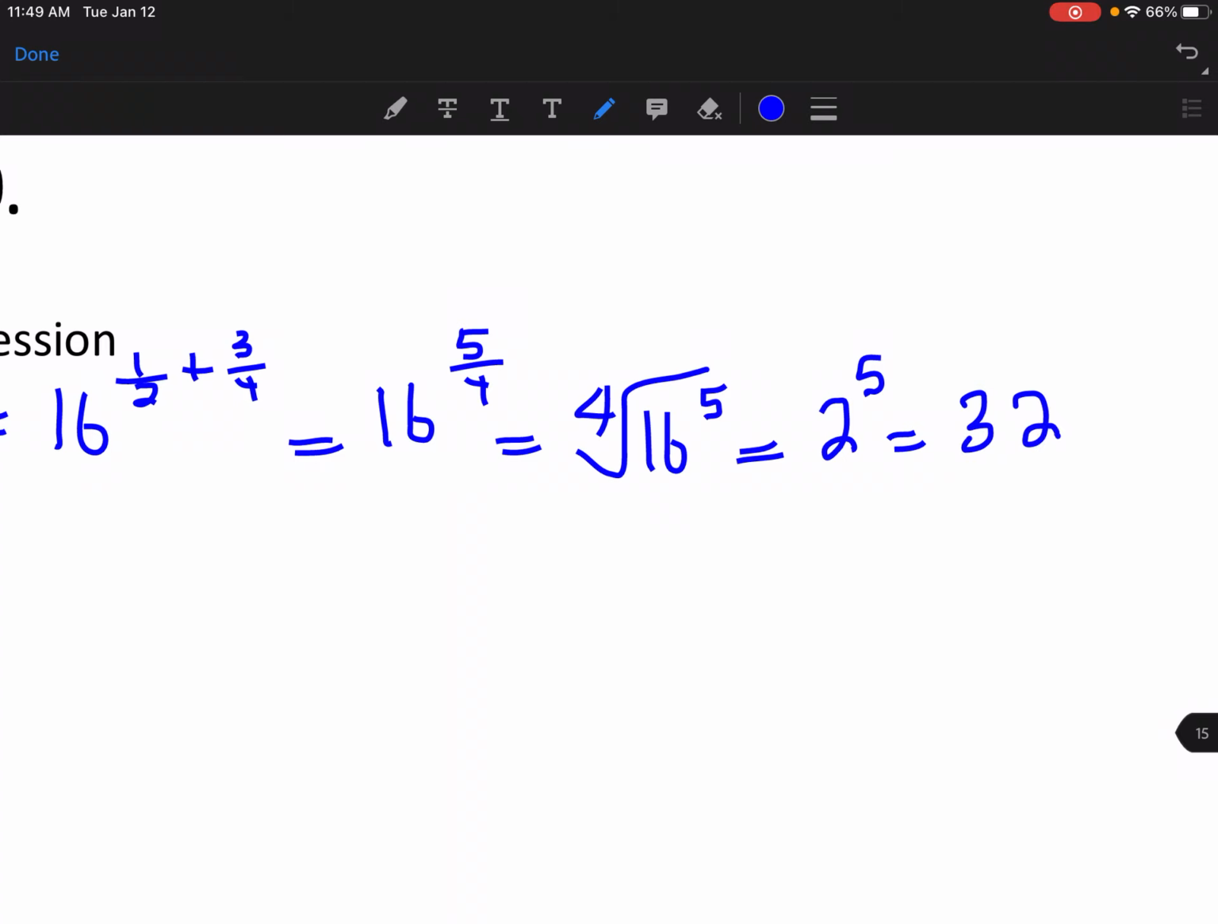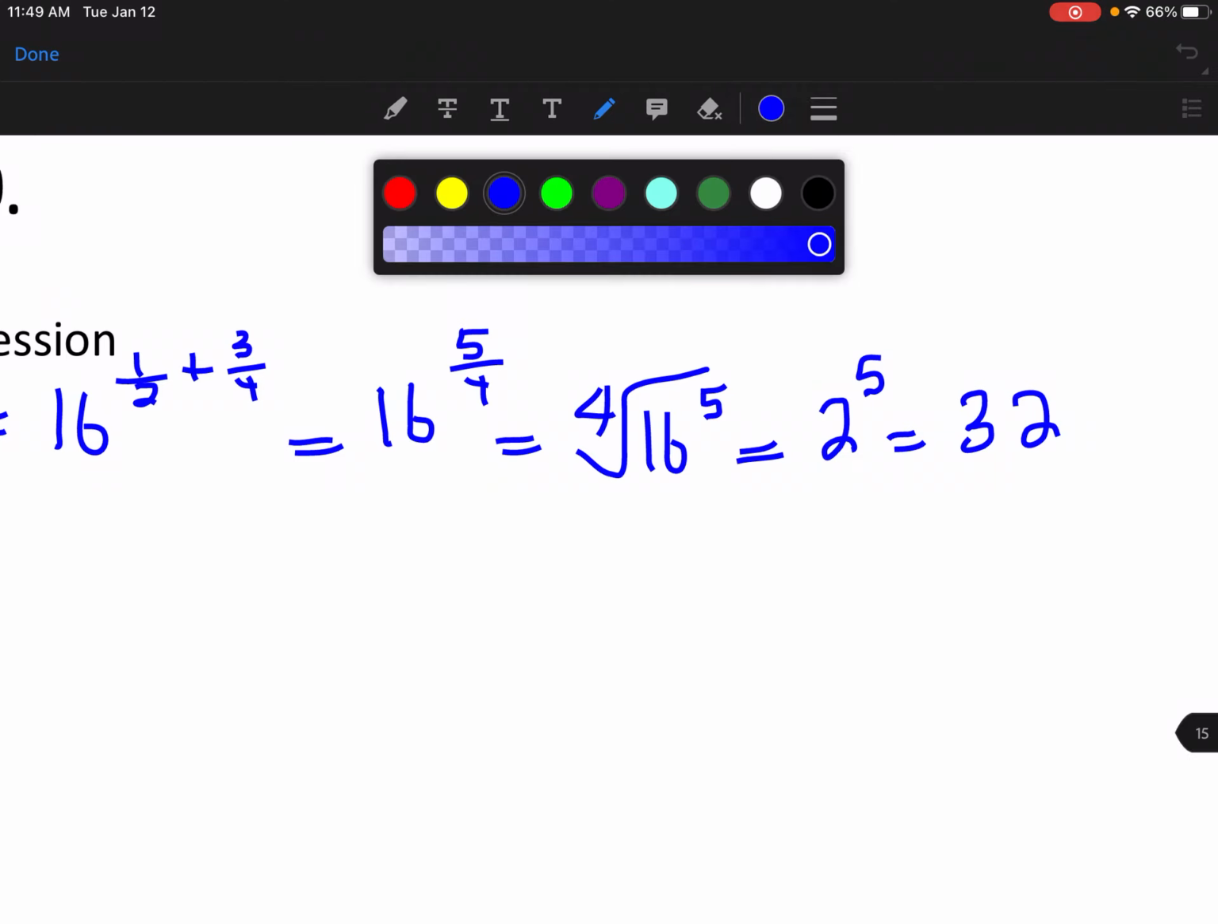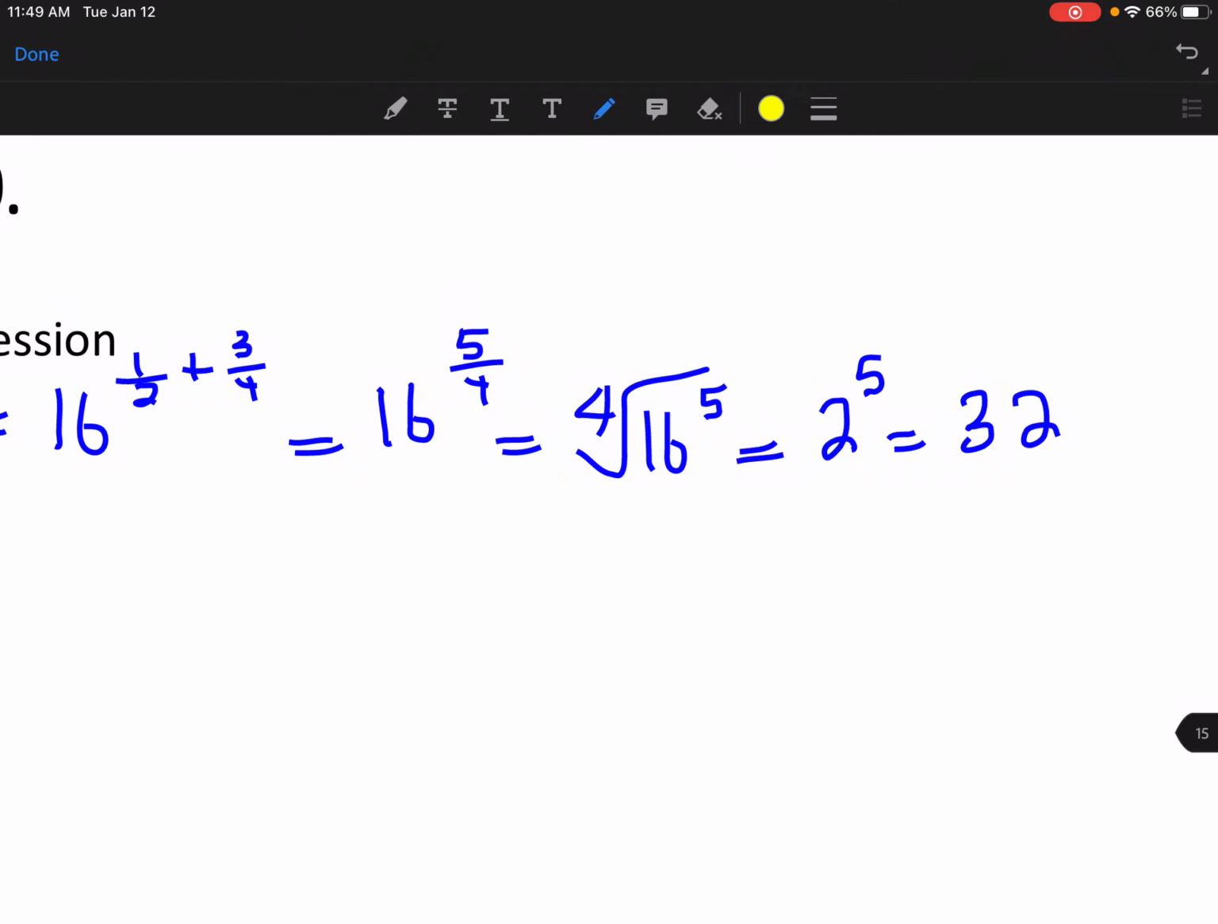Or you can do 16 to the 5th power, which gives me, let me write this down right here for you guys, the 4th root of 1,048,576. But when you take the 4th root of it, then you get the same answer, which is 32.